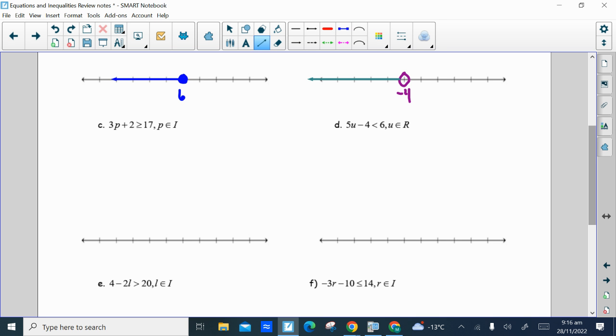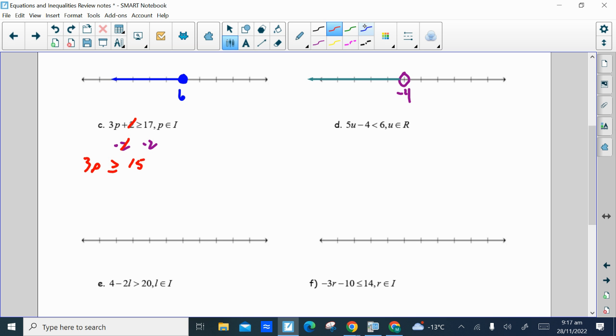But we need to get our solution first, so I will subtract 2 from both sides. Again, subtracting doesn't change the inequality. Only multiplying or dividing by a negative value changes the inequality. So on the left, the 2's cancel. We'll have 3p on the left greater than or equal to 17 take away 2 is 15. And then we'll divide both sides by a positive 3. So again, the inequality does not change. 15 divided by 3 is 5.